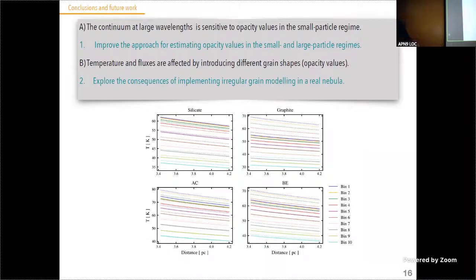Camila, nice job. Can we expect to have different values for the temperature or the mass that we estimate from the observed spectra by using more realistic models for the dust?